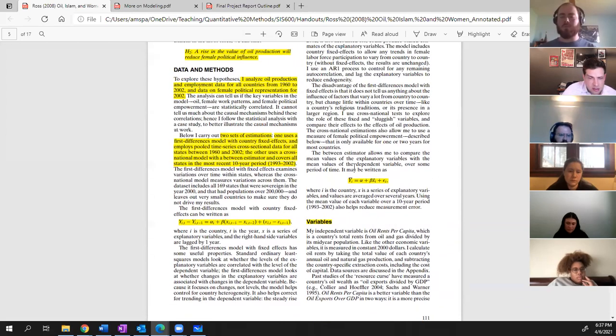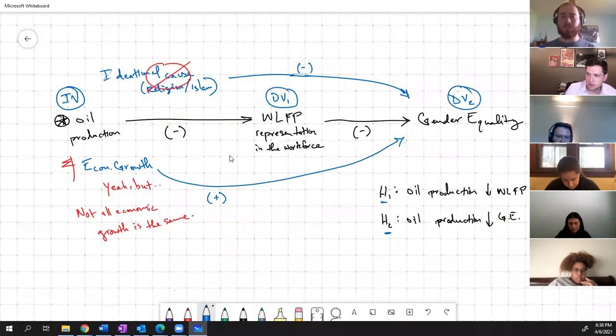So with that said, let's just take a quick look at his data and methods here. He says he does 2 different sets of estimations. One is going to use first differences, and the other one is going to employ pooled time series cross-sectional data for all states between 1960 and 2002. I'm sorry, that's all the first one. The other one is a purely cross-national model, right? So we have 2 different models.